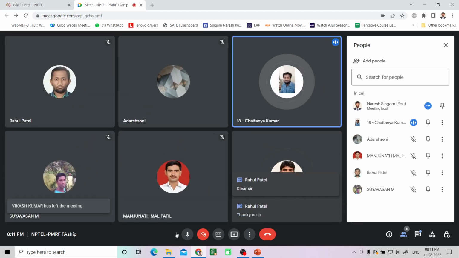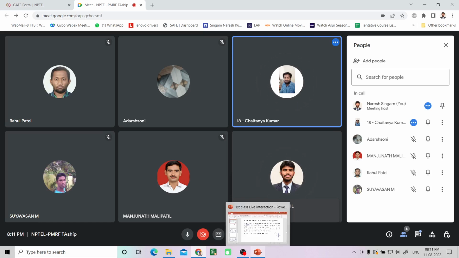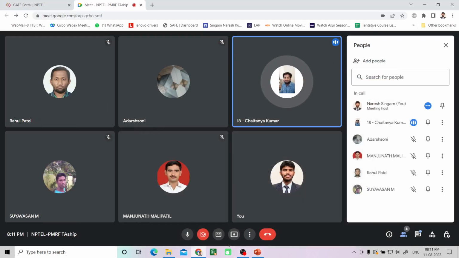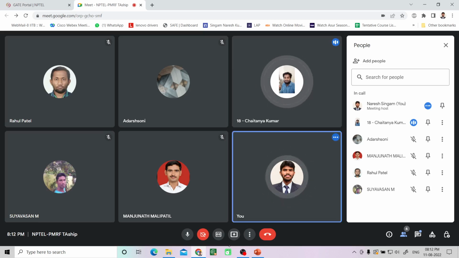Yes, sir. Yeah, tell me. Sir, earlier I asked you a question on the compaction curve, sir. What is the purpose of the zero air void line, sir? Why are you drawing the zero air void line? What is the purpose of that line? In the compaction, you are drawing the zero air void line.